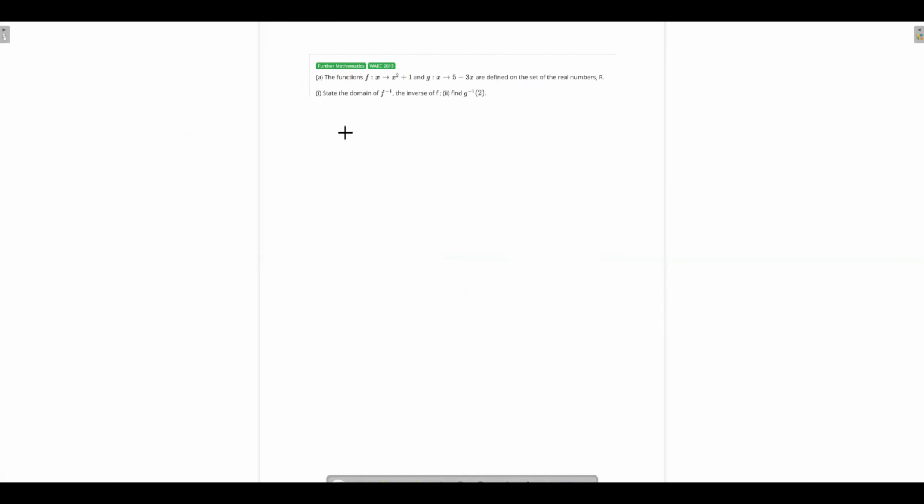The last question here: we are given that f of x equals x squared plus 1, and g of x is 5 minus 3x, defined on the set of real numbers R. State the domain of f inverse, the inverse of f, and find g inverse of 2.